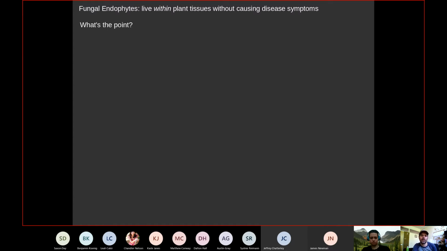What's the fungus getting out of it if it's really just kind of hanging out and helping the plant and not parasitizing the plant? Perpetuation, a habitat to live in. It's what life wants, is to continue living. But why inside of a leaf?